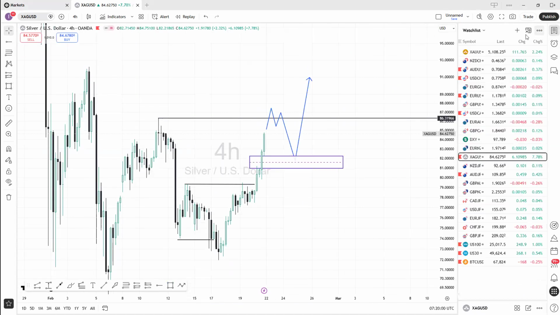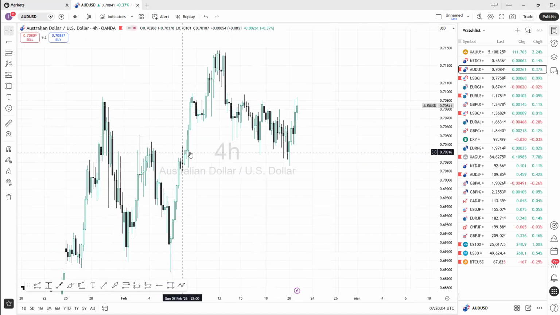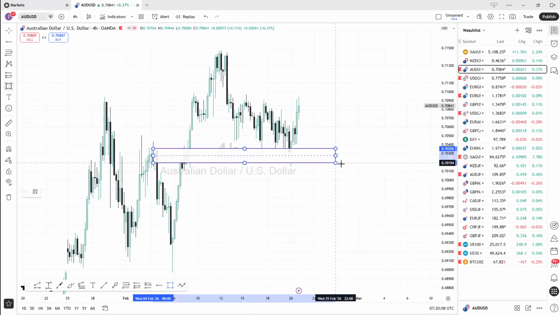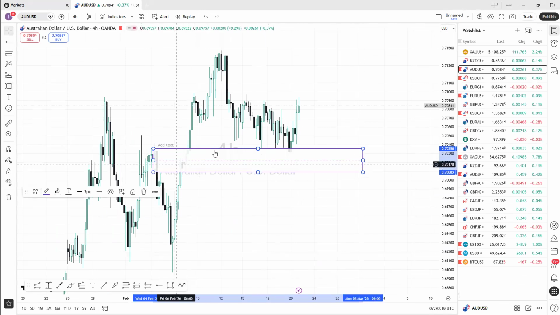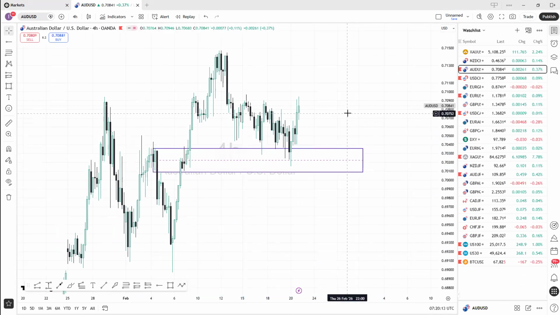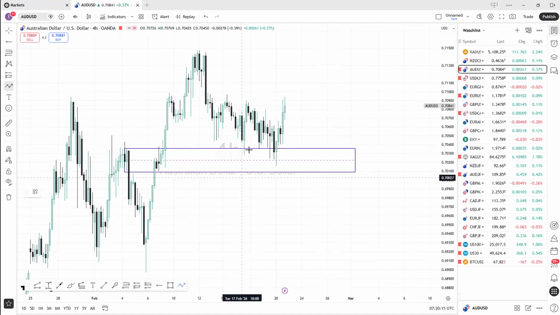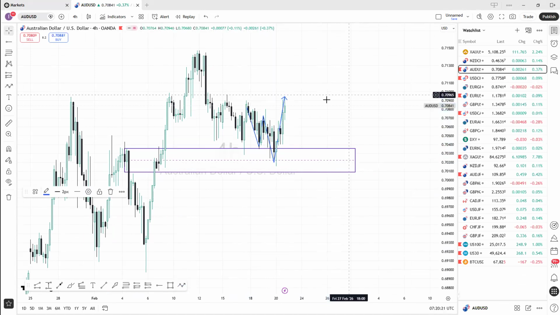Very, very clear. You can see AUD/USD. AUD/USD is very, very clear. You can see price reacted directly from that 4-hour breaker block. After the reaction, you can see price created a market shift. You can see highs and lows, and then you get the shift on the 4-hour time frame.